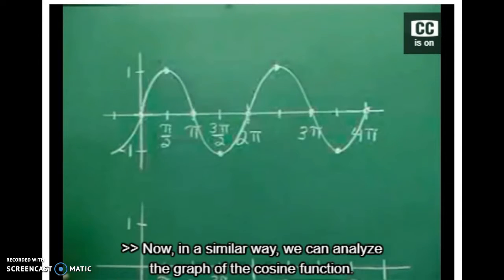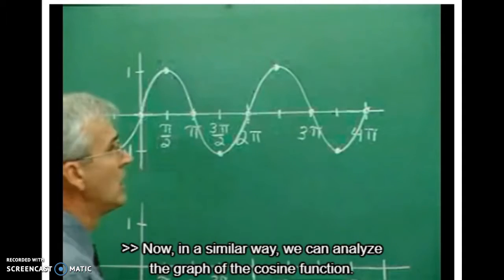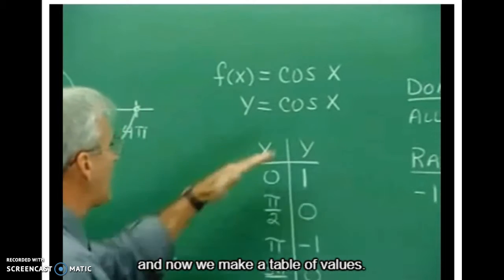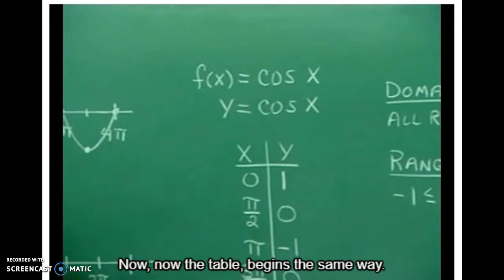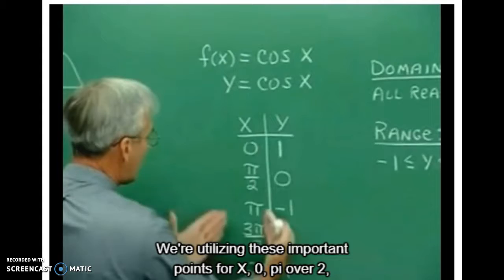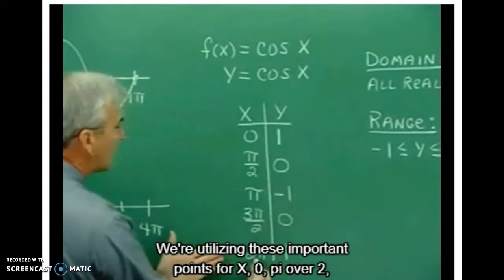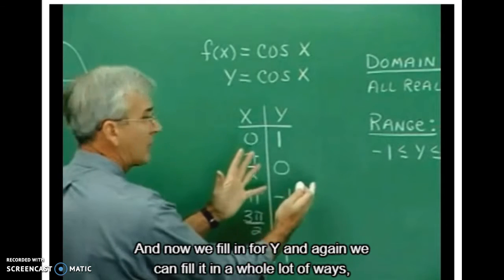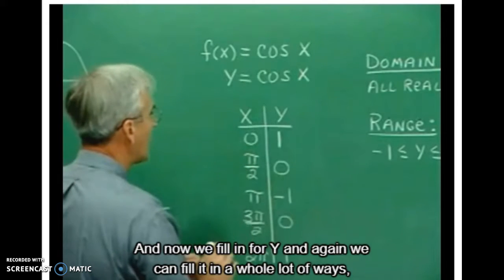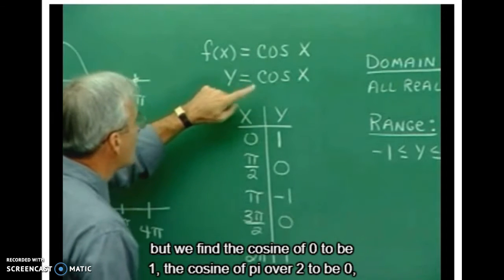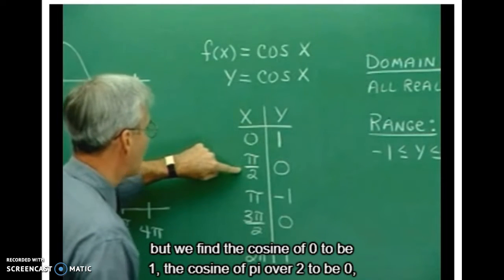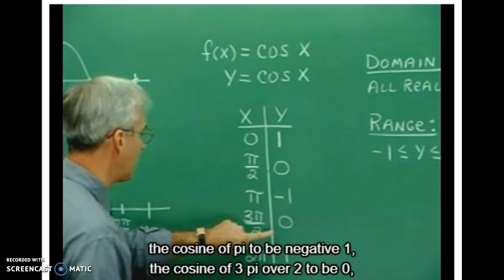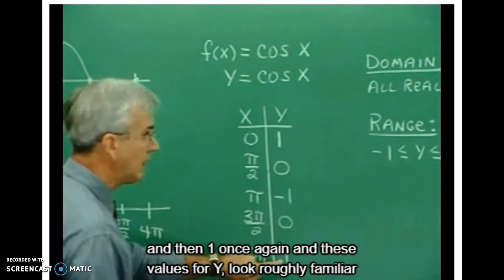Now, in a similar way, we can analyze the graph of the cosine function. We think f of x is cosine x, or y equals cosine x, and we make a table of values. The table begins the same way. We're utilizing these important points for x: 0, pi over 2, pi, 3 pi over 2, and 2 pi. Now we fill in for y, and again, we can fill in a lot of different ways. But we find the cosine of 0 to be 1, the cosine of pi over 2 to be 0, the cosine of pi to be negative 1, the cosine of 3 pi over 2 to be 0, and then 1 once again.